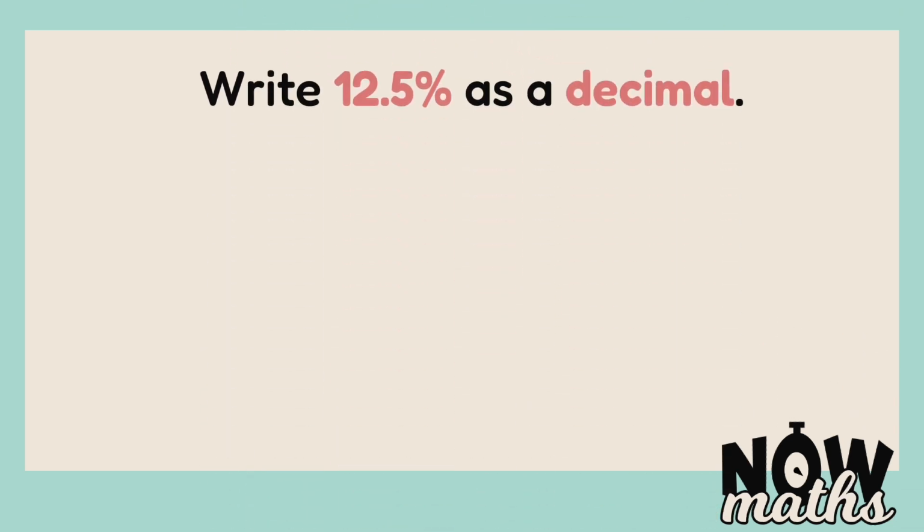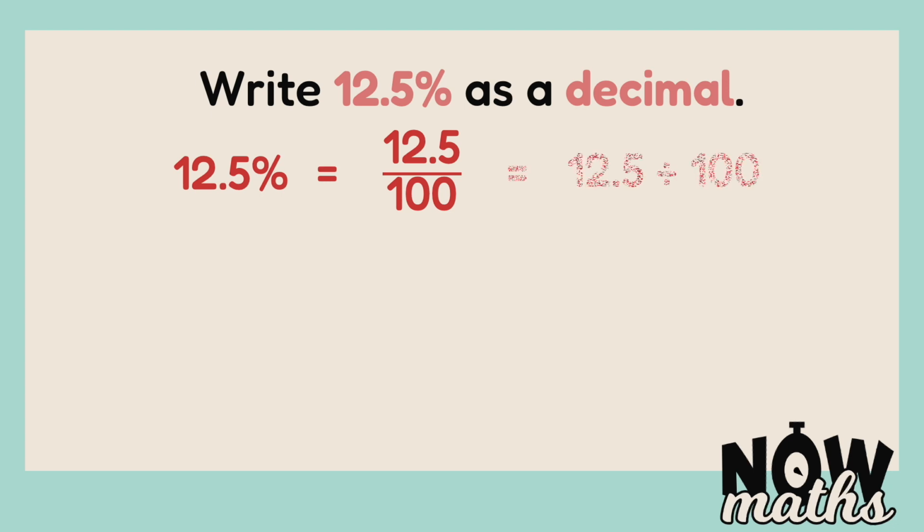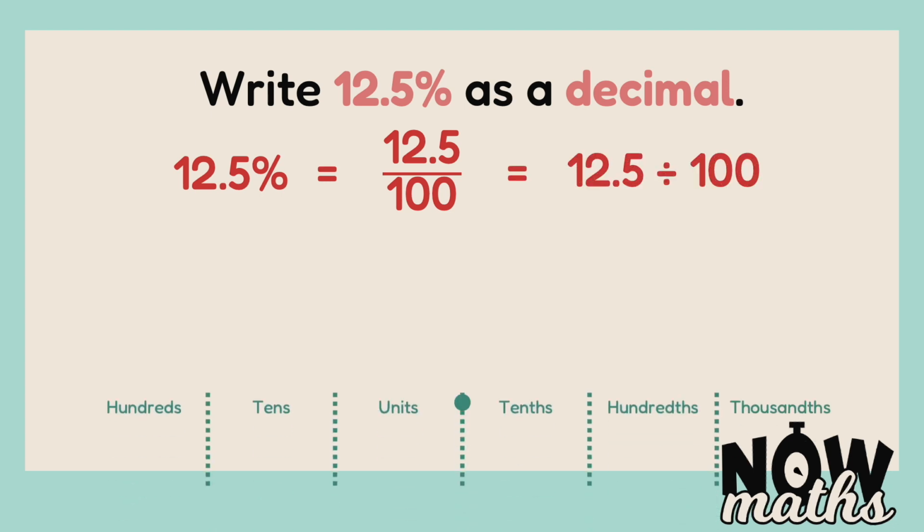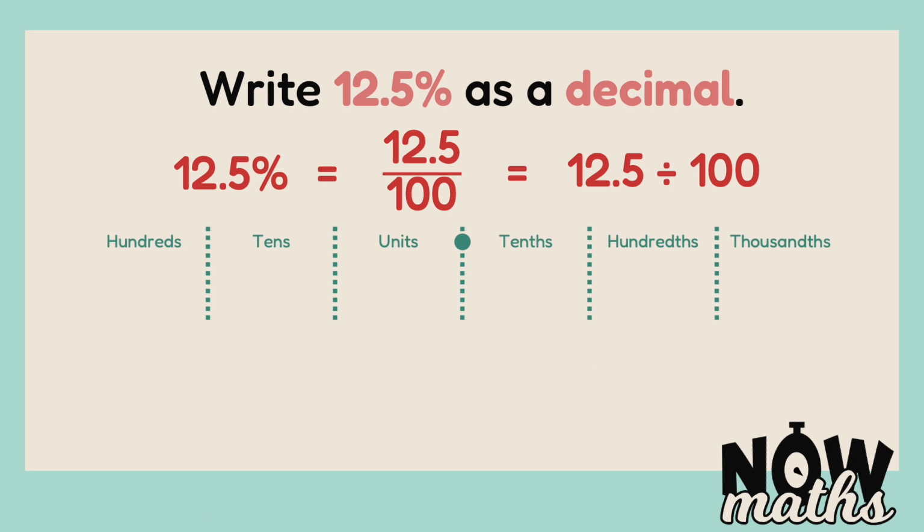Now for our fourth question, we're going to look at a slightly more difficult percentage, so we're going to write 12.5% as a decimal. We're going to approach this in the same way, so we can say 12.5% is the same as 12.5 out of 100, and this is the same as 12.5 divided by 100. Now if we divide 12.5 by 100, we have 1 ten, 2 units, and 5 tenths. And you can see the table for place values got a little bit larger this time because this percentage has got more digits in it.